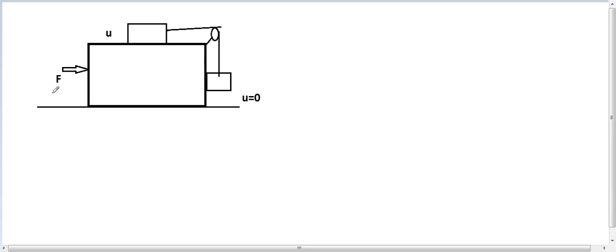we have to find the maximum and minimum value of F, so that there should be no relative motion between the bigger and smaller blocks. The mass of this block is capital M, this is M, and this is M also. Okay, so we have to find the maximum value of F and the minimum value of F, so that there should be no relative motion.